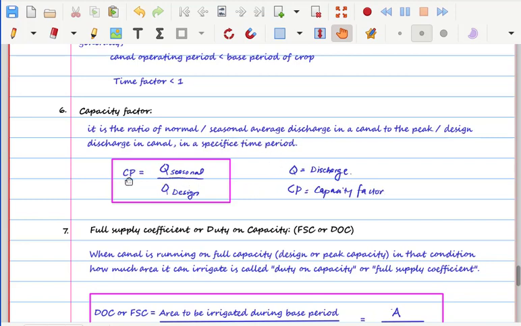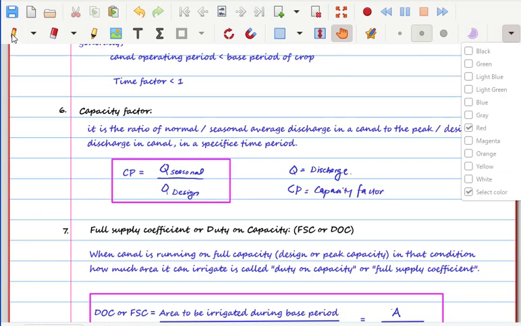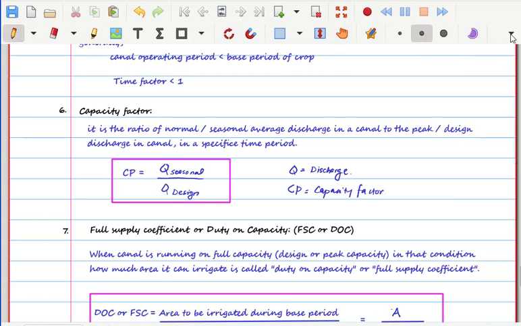So it's not CP, it's CF, right? Capacity factor is equal to Q seasonal divided by Q design. Q is discharge, CF is the capacity factor.